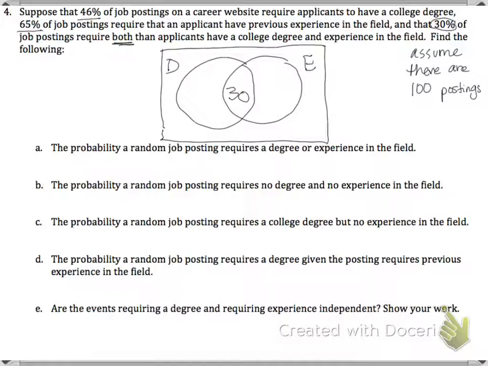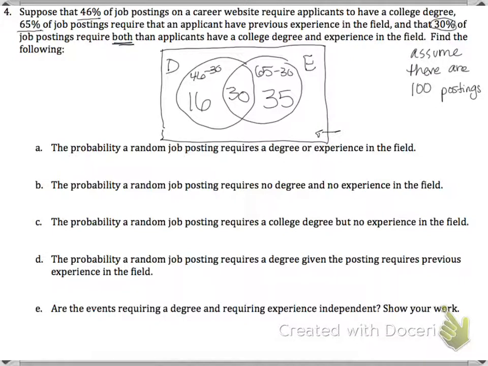Now I jump to either side and I do a little bit of math. It says 46% require a degree. So that means I have to look at 46 and subtract the 30% that require both, and I'm left with the 16 that require just a degree. And then I do the same on the other side. 65% require experience, but 30 is both. So that leaves 35% here on this particular experience only.